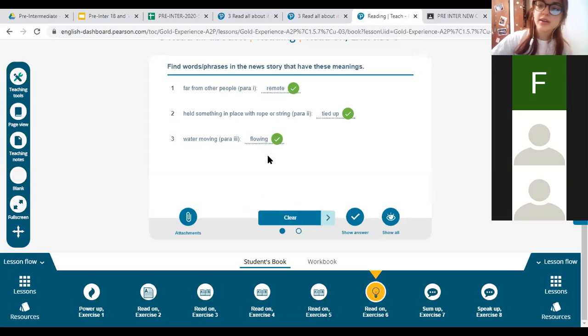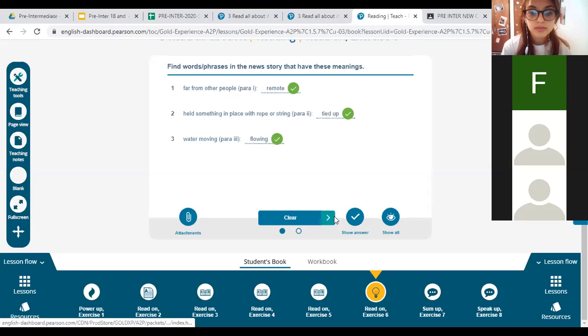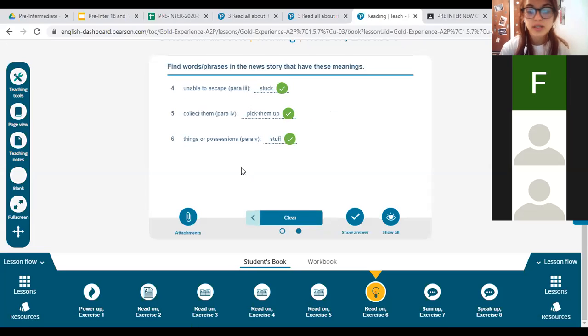Has it ever happened to you that you got stuck somewhere, like an elevator or something like that? No. No? It happened to me once in a lift, in an elevator. We could not open the door. Okay, and these are the last ones.